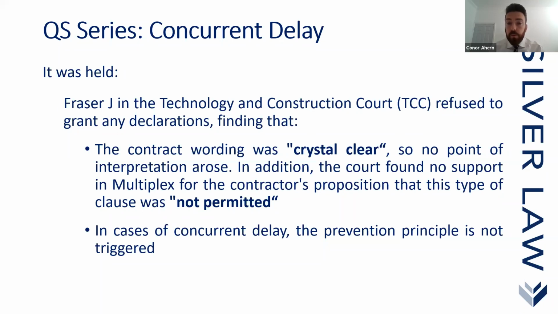And the second point, which is a very important point, is that he's saying in cases of concurrent delay, effectively, the prevention principle is not triggered, especially where the wording of the contract suggests otherwise and it has been clearly agreed between the parties. So in relation to the concurrent delay clause, if you've clearly agreed a clause and you've clearly understood what it means, because the wording is crystal clear, then you cannot rely on the prevention principle as an argument afterwards, especially in relation to the position on concurrency.